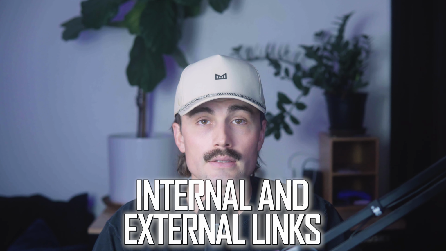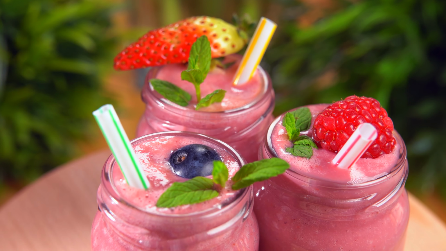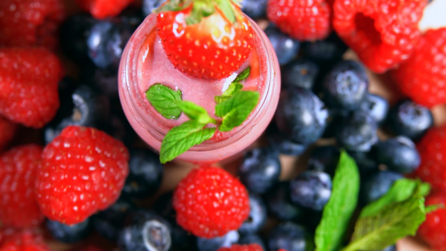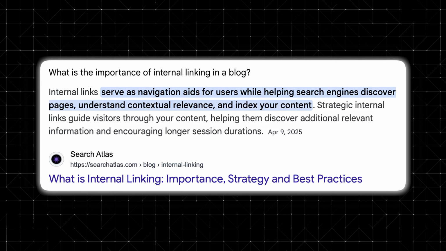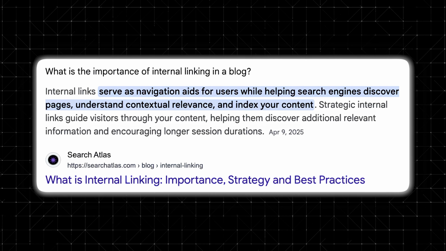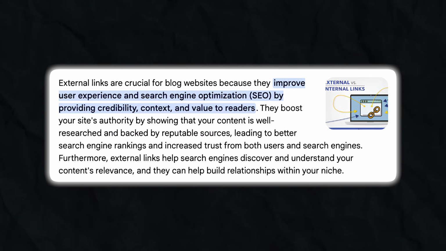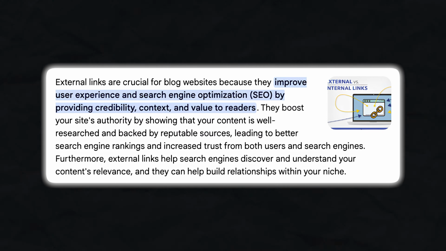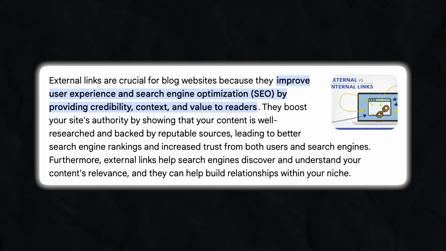Internal and external links. Link to other posts on your site when it's relevant. For example, if you reference a previous smoothie recipe in a nutrition post, link to that recipe. Internal links help search engines discover more of your content and keep readers engaged. External links to high-quality, authoritative websites provide additional value and context. Use them sparingly to avoid sending readers away too soon.